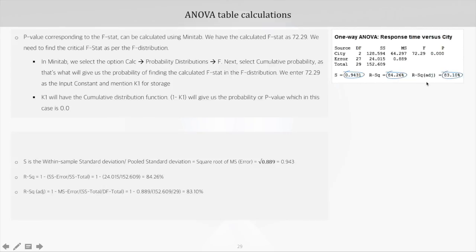The last metric is the R squared adjusted, which basically accounts for any dummy variable in this ANOVA, and it is given by 1 minus the mean sum of squares for error divided by the ratio of total sum of squares and total degrees of freedom. So that becomes 1 minus 0.89 divided by the ratio of 152 and 29. That's how we get 83.10. So overall, this is how the calculations are done when it comes to the ANOVA table.